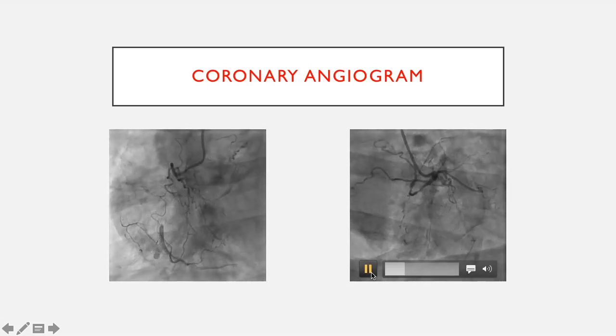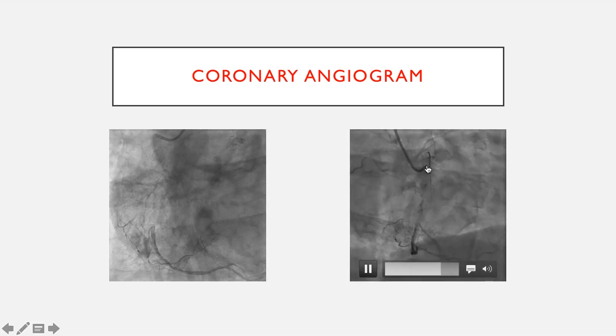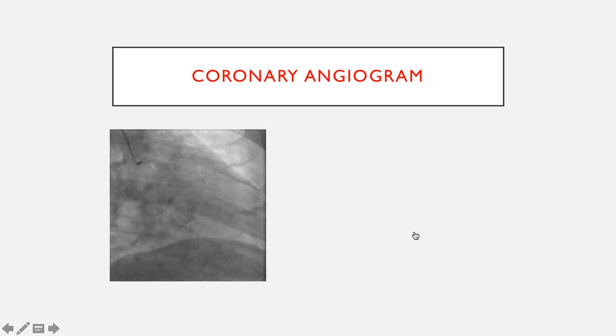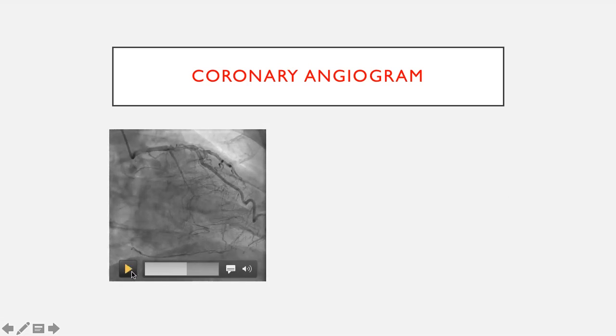This is our RAO view showing a long segment CTO without any stump and with a branch bifurcation at the distal cap. And this is an RAO view of LAD to show the septal collaterals. There are good septal collaterals. This is the first septal collateral and this is the third septal collateral. The first one is almost brook shaped, and the third septal collateral is good, but with corkscrew bends in the middle.